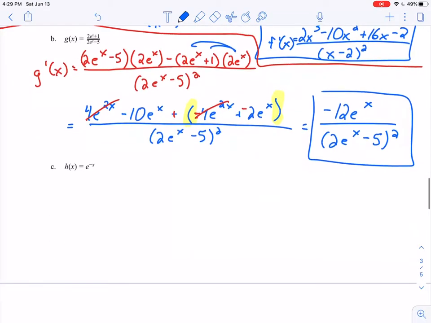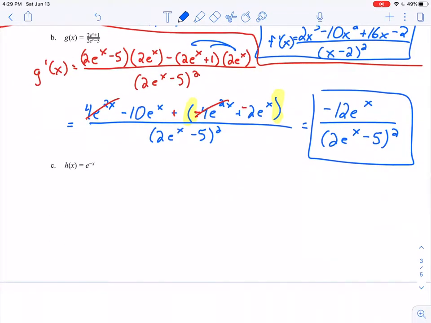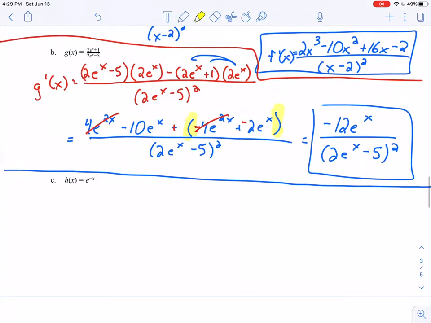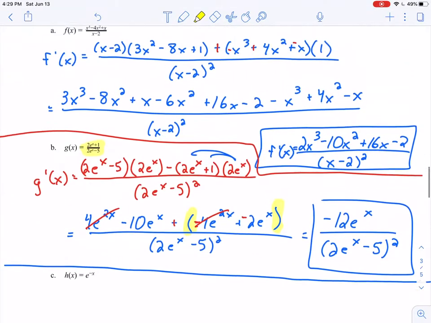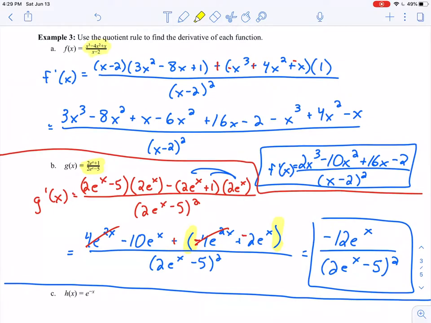Let's look at one more before we hop into an applications problem here. H of x equals e to the negative x. You might look at that and you might say, well, that doesn't look like the last two problems, right? You said quotient rule would be easy to pick out, right? You said it would look like a fraction, like this, 2e to the x plus 1 over 2e to the x minus 5, or, this guy right here, it's going to look like a rational function. It'll look like a fraction.